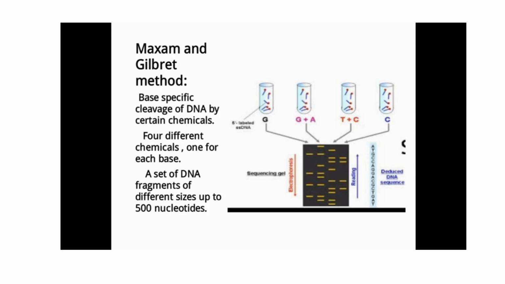Firstly, we will see the Maxam and Gilbert method. Cleavage of pyrimidine and purine is the process in that method. Base-specific cleavage of DNA by certain chemicals. The nucleotides added go up to 500 nucleotides.